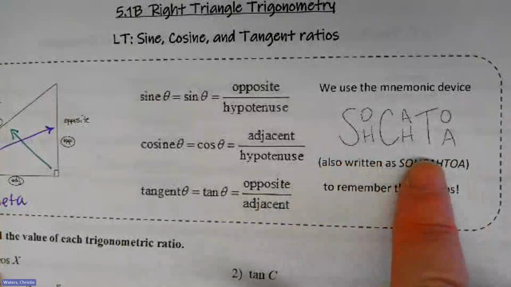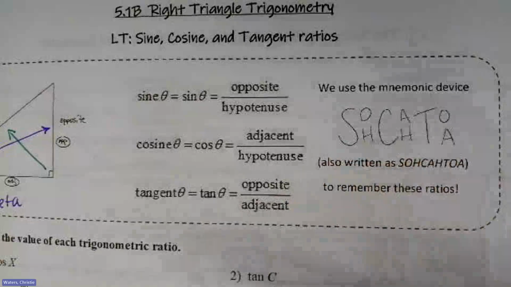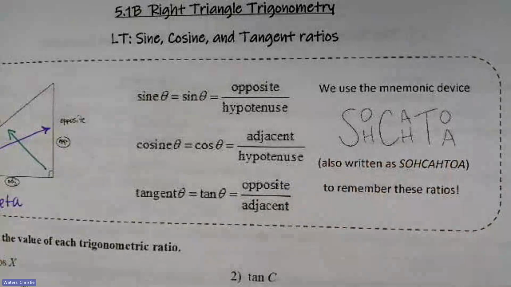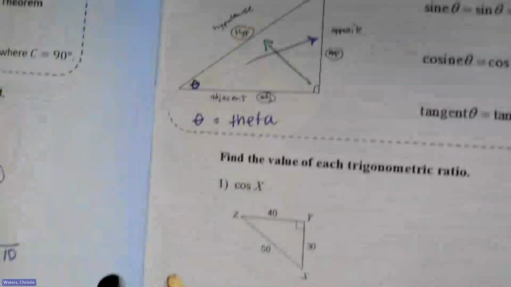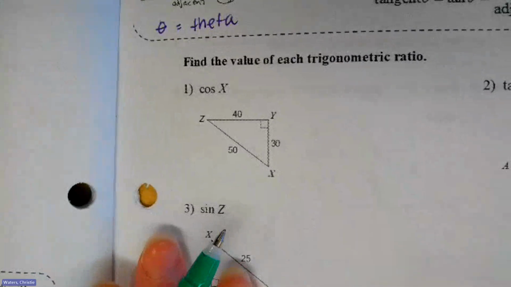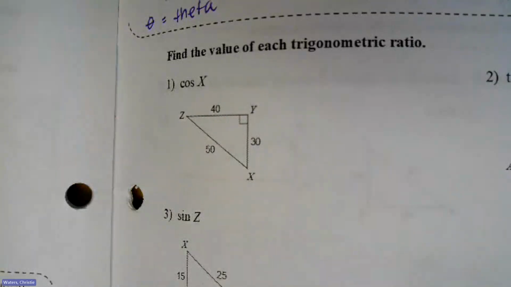It's a good idea to write this at the top of your assignments, or if you're taking a test or a quiz, write it at the top of your paper. So you just have it as a quick reference, so you don't have to try to remember all these. So we're going to go ahead and start with trying to list all the trigonometric ratios for this triangle.